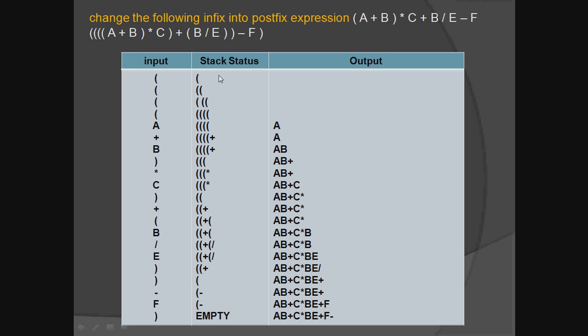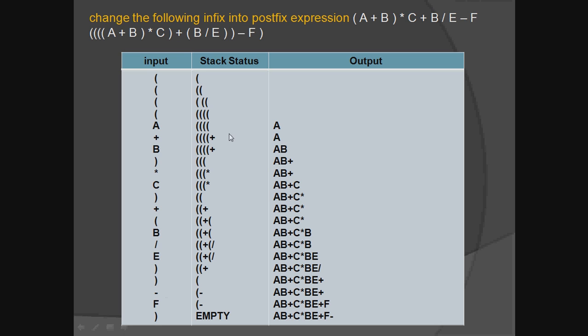Clear? So after this parenthesis we have this other parenthesis, right? That means the abc result will be added with this b result by this plus operator. That is why it's here in the output. Clear? Then now what happened is, inside the stack we have that parenthesis, right?